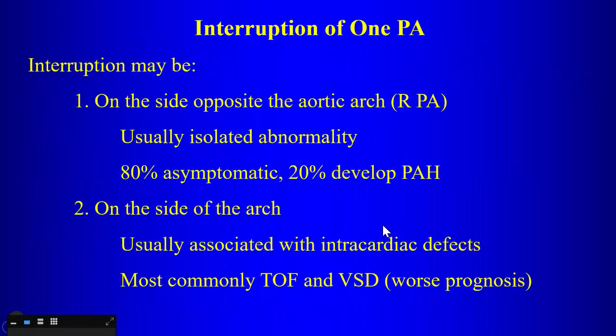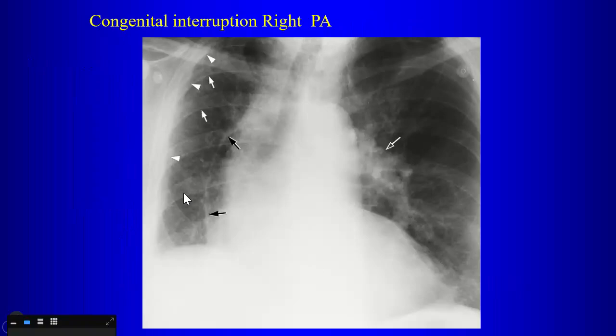Okay, so we obviously need to review this. All right, interruption on the side opposite the arch, that's usually the right pulmonary artery since the arch is usually on the left side. That's usually an isolated abnormality. Most patients can be asymptomatic. Some patients can develop pulmonary artery hypertension. If it occurs on the side of the arch, it's usually associated with congenital heart disease, especially tetralogy of Fallot, and obviously those patients would have a worse prognosis. So the pulmonary artery will appear small. This line, what is this line?